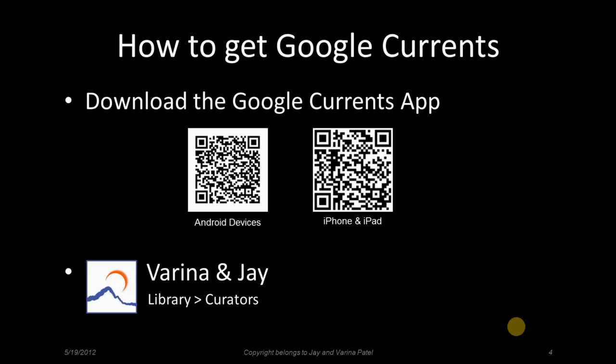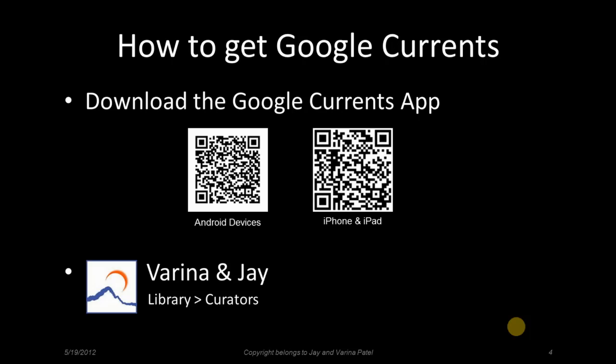All right, so in order to get this up and running, all you need to do is get the Google Currents app. You can download the Currents app using these little QR codes. You can scan the one on the left for the Android devices and the one on the right for the iPhone and iPad devices. Once you have the Google Currents app, you can download our edition by clicking on Library and Curators. You'll find our little logo there next to Varina and Jay, and you just click on it. It will automatically download that edition.